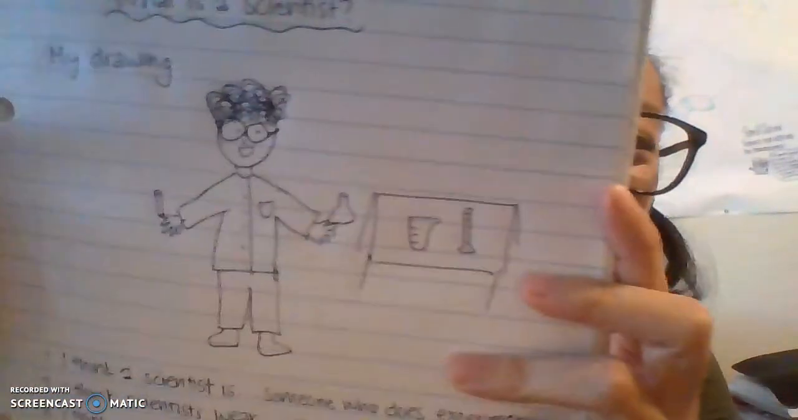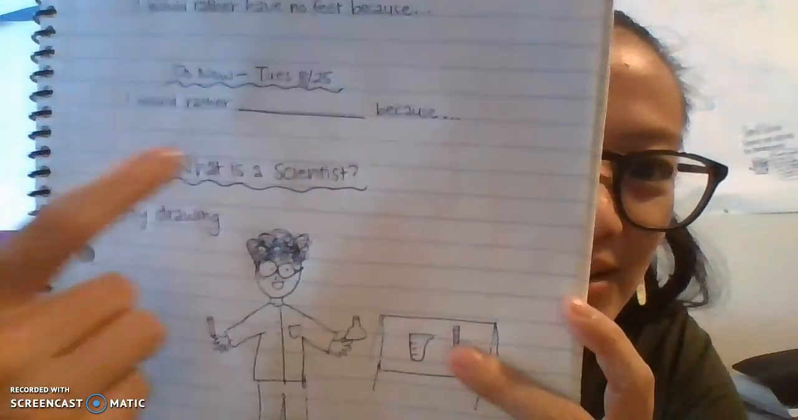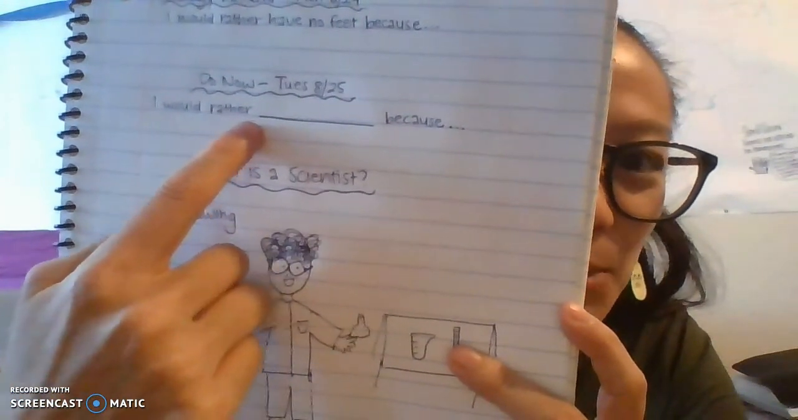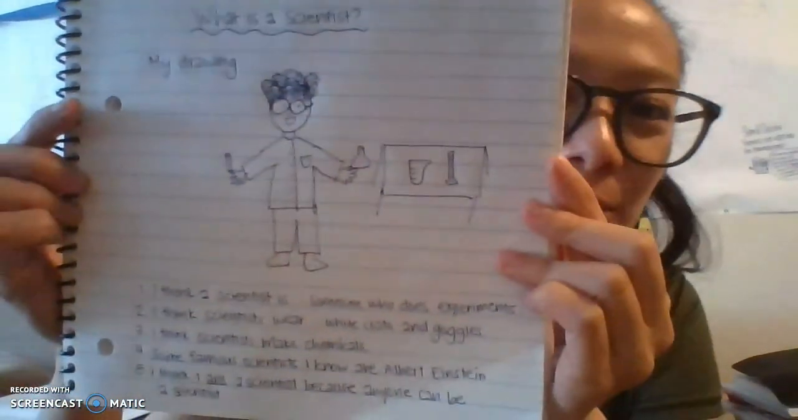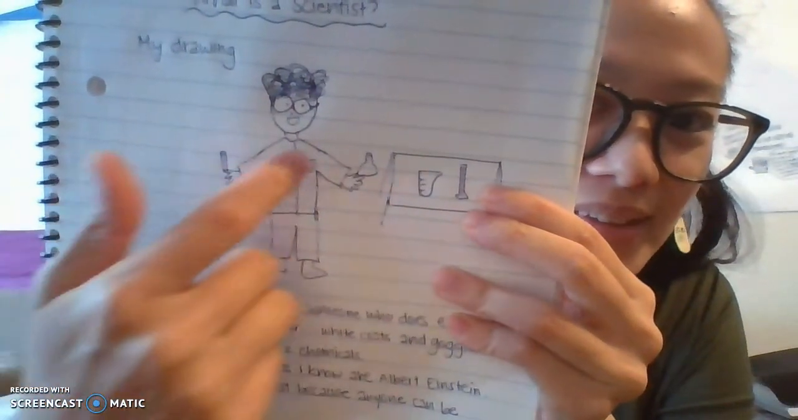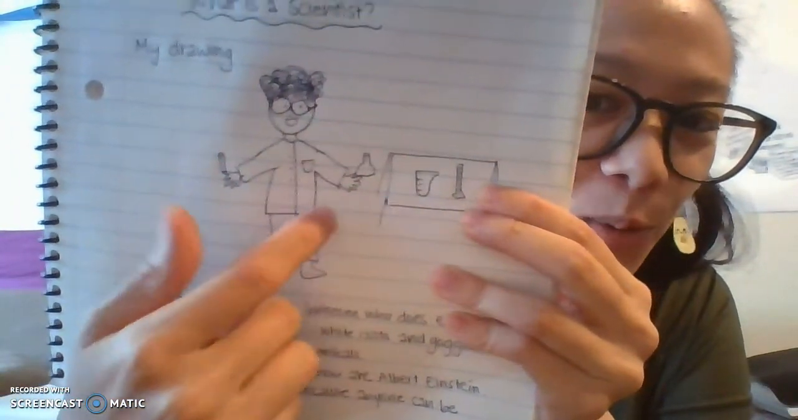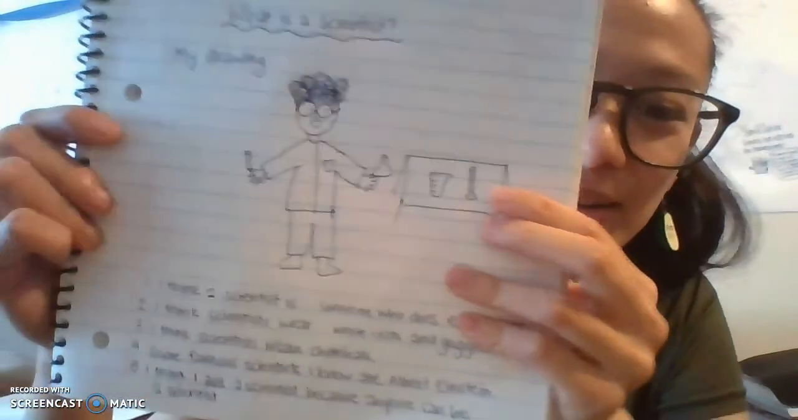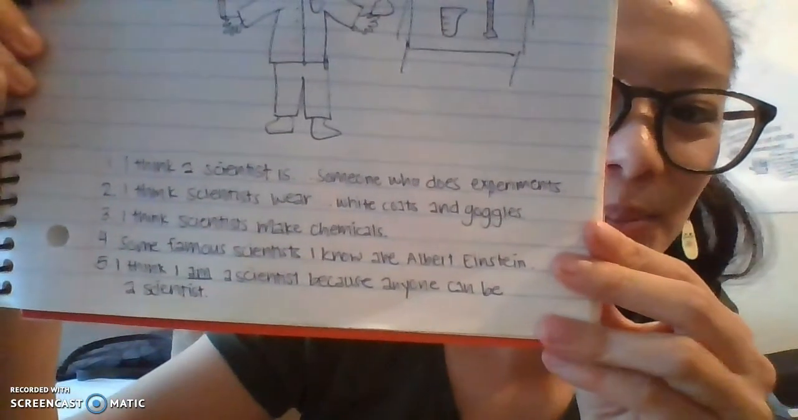So here is what mine looks like. Here is the do now. I would rather blank because blank. And then here is my work. What is a scientist? So you did your drawing like this. Maybe you see what are they wearing? And then we did our sentences at the bottom.